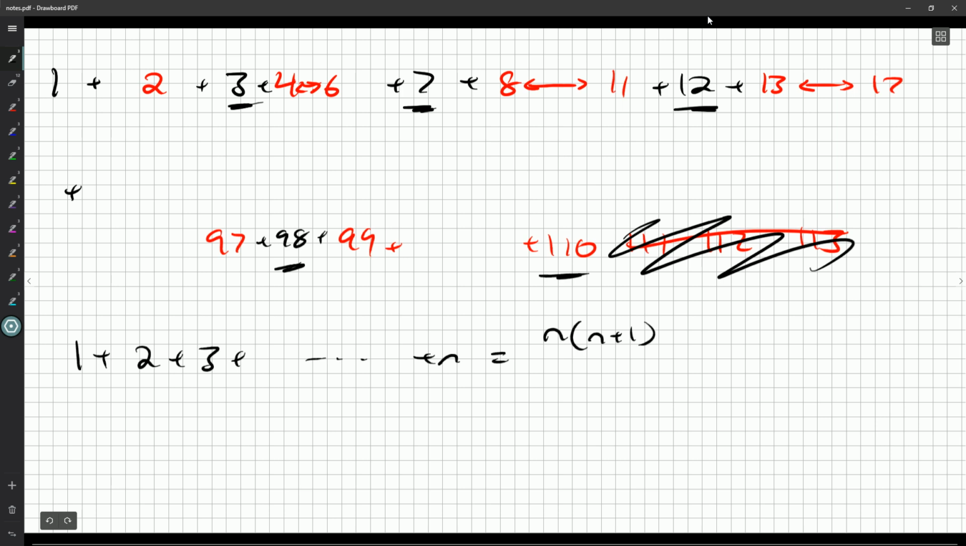It's very useful in lots of math contests. n times n plus 1 over 2. So what do we want? We want to add up the numbers from 1 to 110. So that'll be 110 times 111 all over 2, which will be 55 times 111.